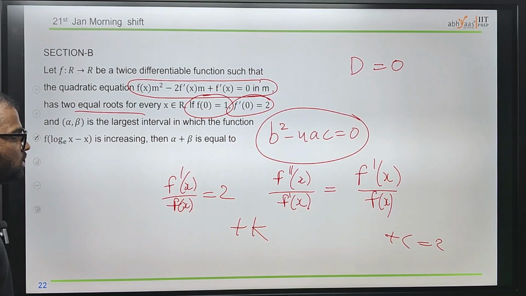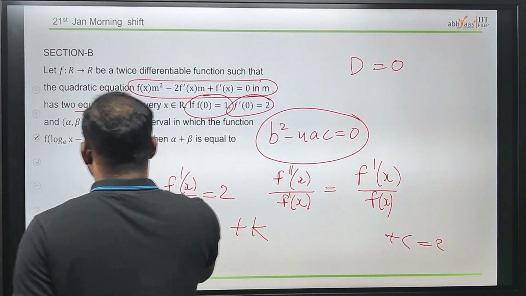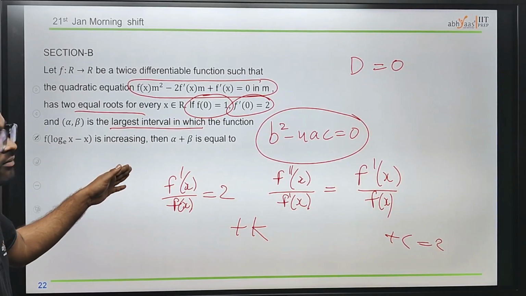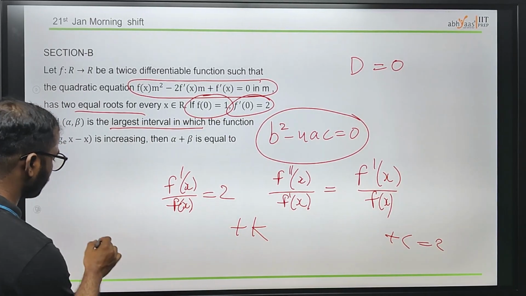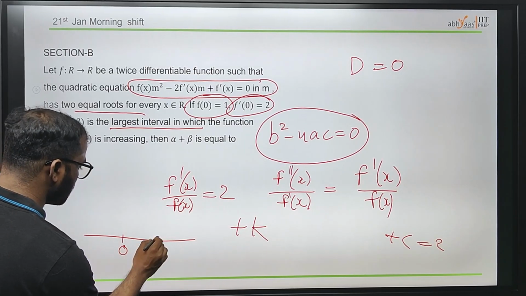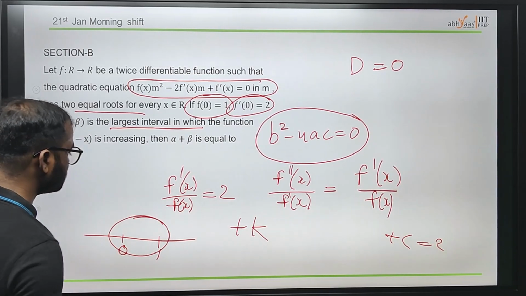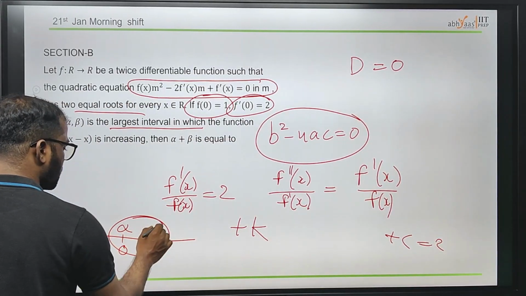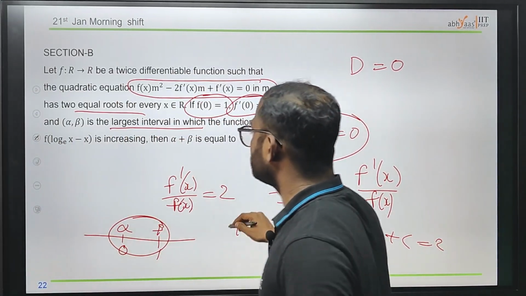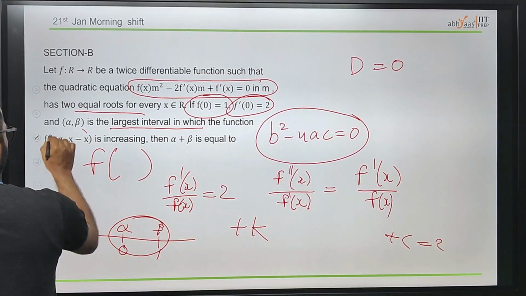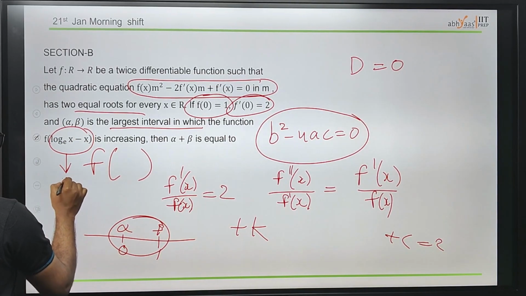And after that we can easily find the alpha beta, which is the largest interval in which the function is increasing. We may get this in between 0 and 1. Since it's the largest interval, this will be our alpha comma beta. After doing some process you may get f of x, say it as g of x, whatever is given.